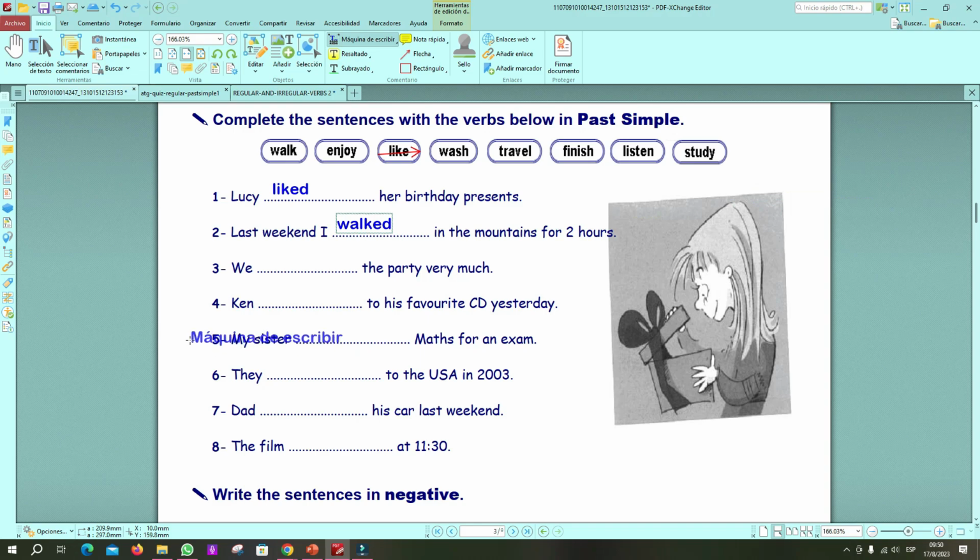Walked in the mountains for 2 hours. Excellent, Mr. Abraham. So last weekend I walked, remember that sound, in the mountains for 2 hours. Excellent. What about 3? We the party very much. We enjoyed. Enjoyed. Good. We enjoyed the party very much. That's good. Excellent. Number 4.